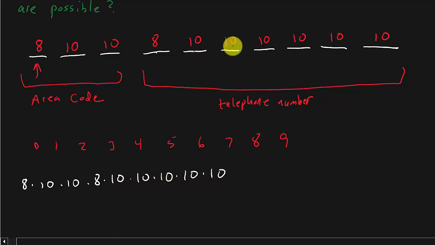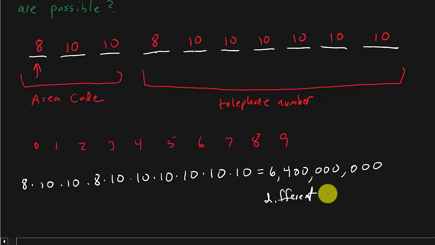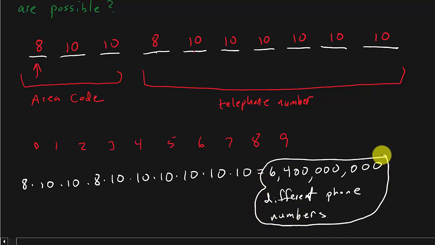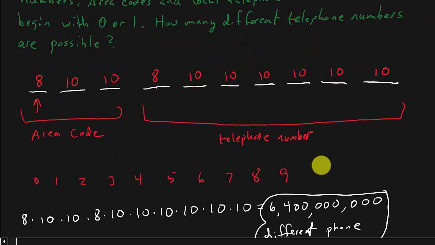All right, and that is going to be 6,400,000,000 different phone numbers. So that's quite a bit there, isn't it?